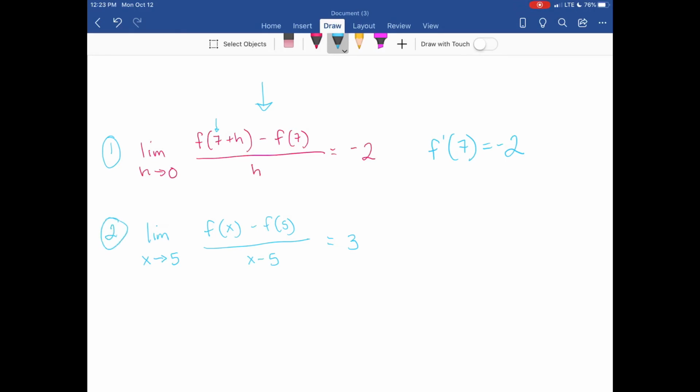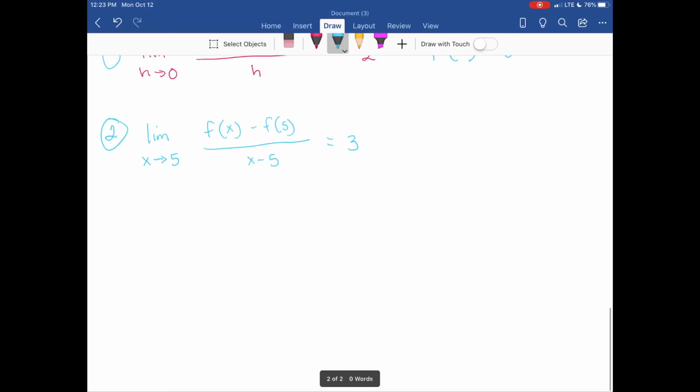Now, if I saw this notation, it's the same idea. This is also the limit definition of a derivative. So this one is now specifying that the limit as x approaches 5 is 3. That's telling me the slope of the tangent line, f prime of 5, is 3. So the slope of the tangent line when x is 5 would equal 3.